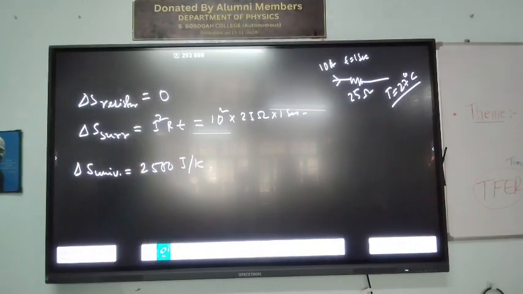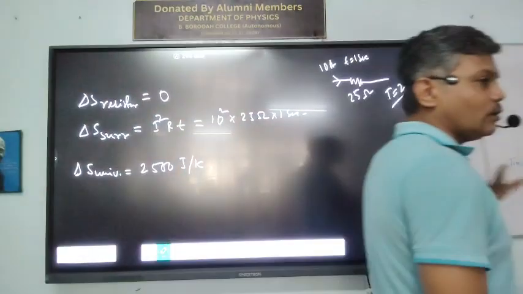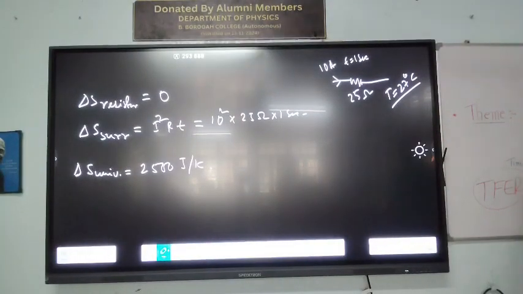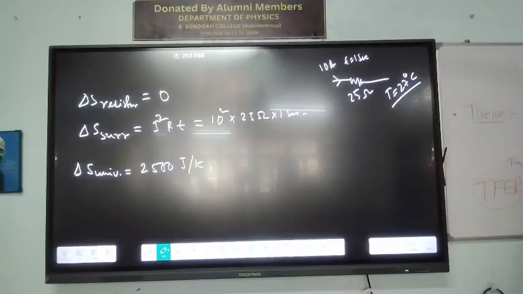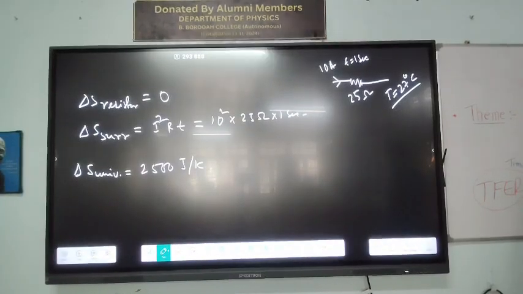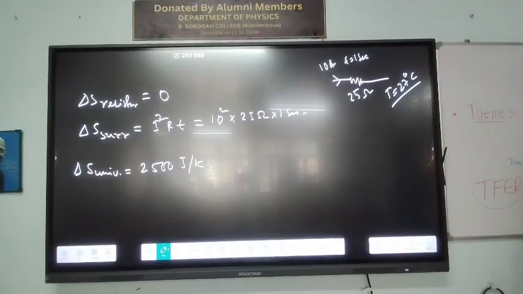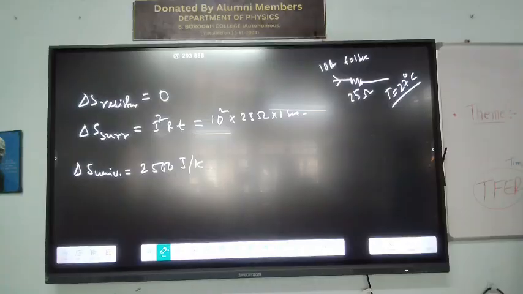Now, same thing, same resistor, what we will do, if the same resistor is now thermally insulated and its initial temperature is 27 degrees Celsius. Calculate the entropy change of the resistor and the universe.